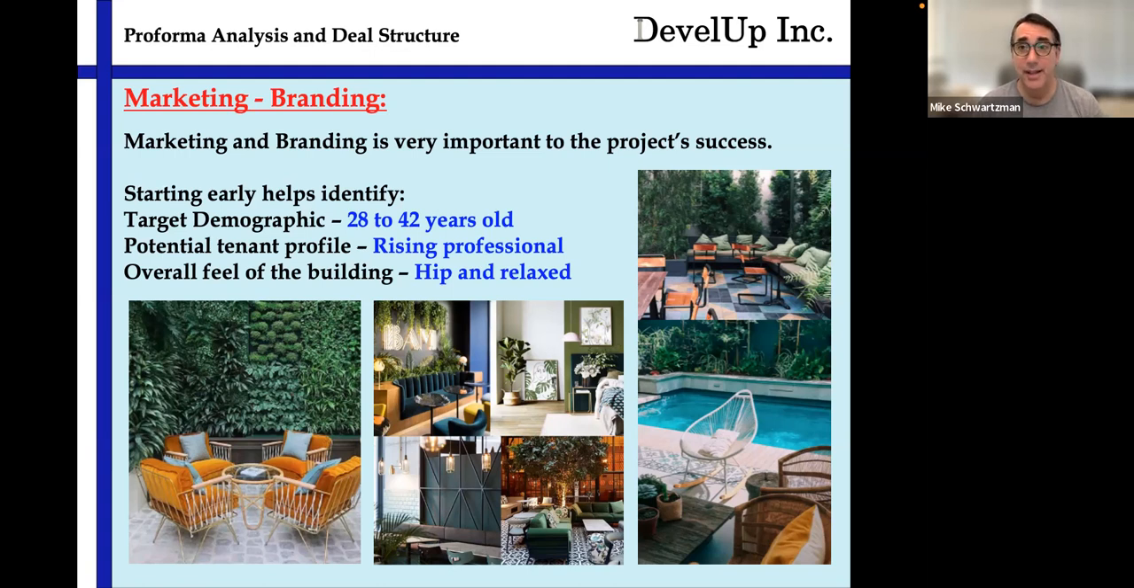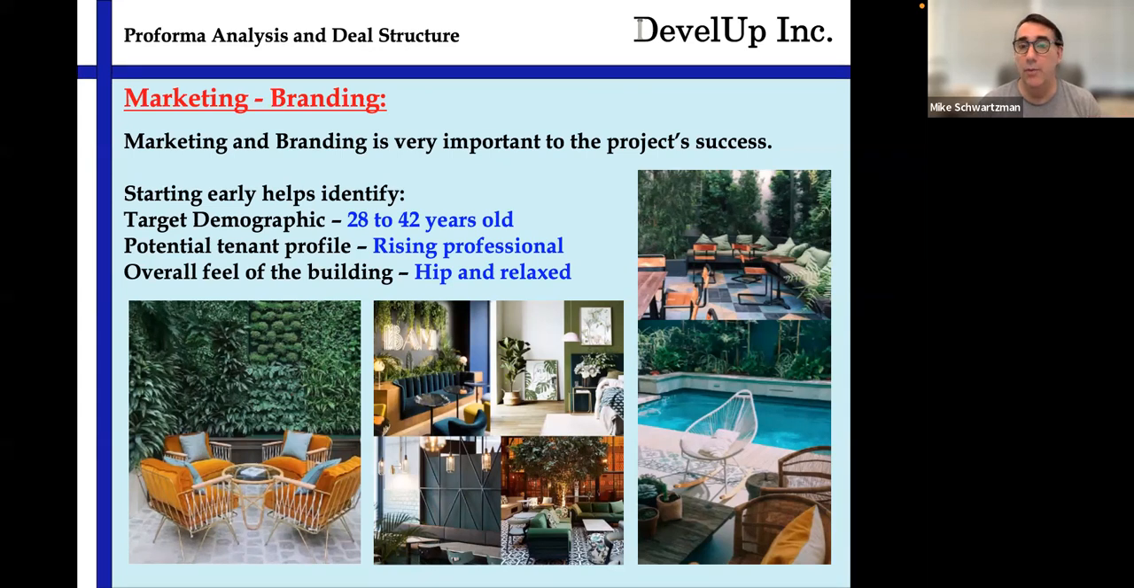And again, as I've said many times, and this should be your big takeaway, bring everybody on board day one. Don't wait. There's nobody out there that you don't need to get an idea or an opinion from as early as possible on your project team. Marketing and branding is a very critical piece in our orchestra, because they might say, hey, your target demographic for this project, this fictitious 18-unit building we're looking at here as part of the series, might be someone who's 28 to 42 years old. They're working in their career. They're starting to make some money. They might be a rising professional.